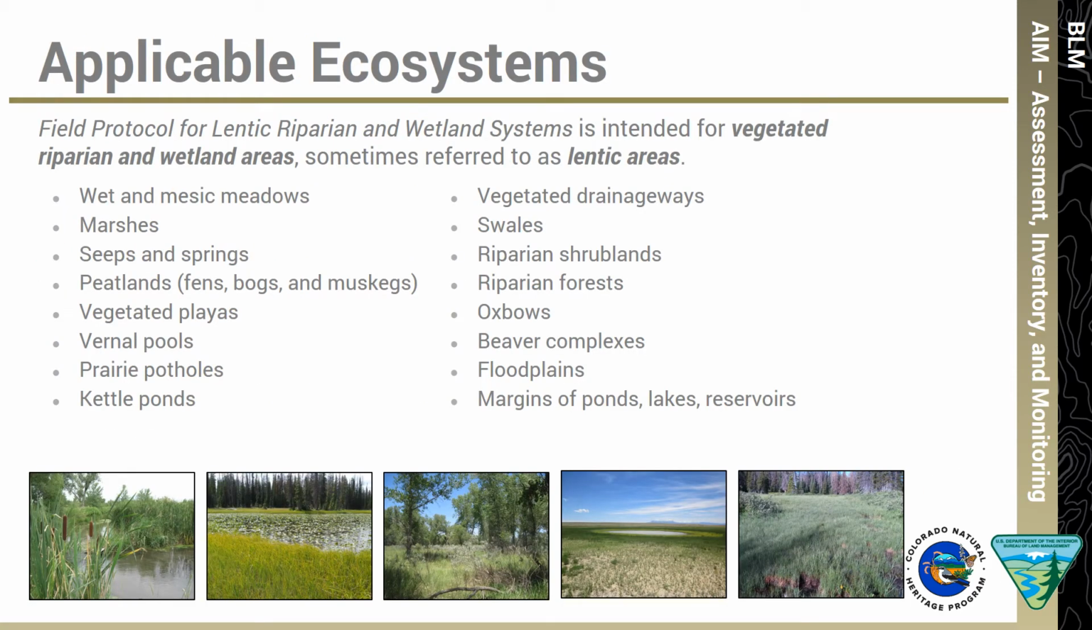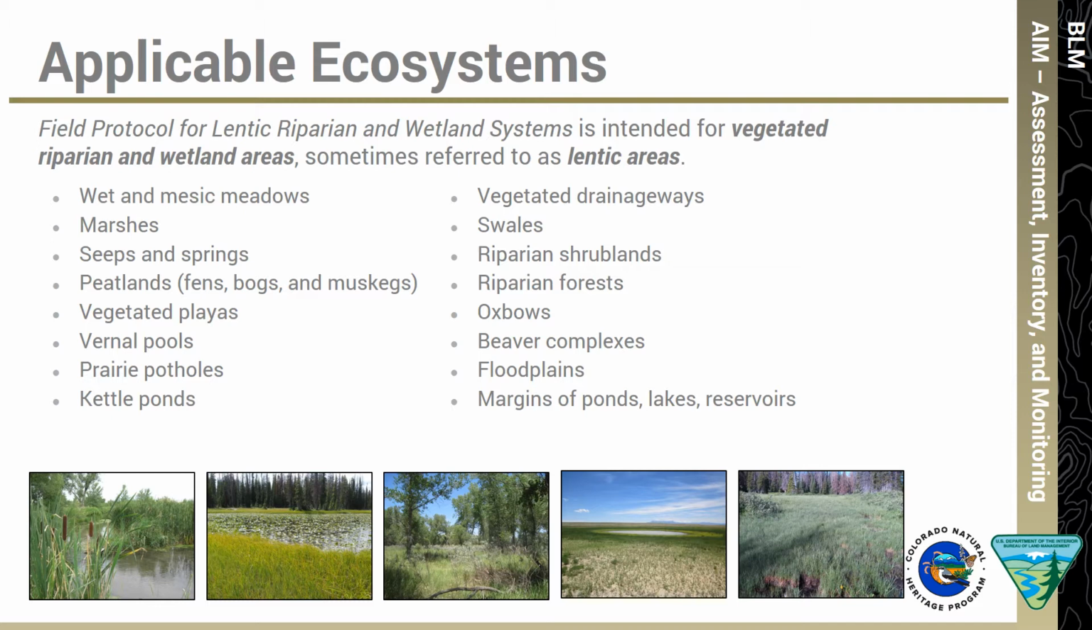The Field Protocol for Lentic, Riparian, and Wetland Systems is intended for vegetated riparian and wetland areas, which are sometimes referred to as lentic areas. These areas include wet and mesic meadows, marshes, seeps and springs, peatlands, which are bogs, fens, and muskegs, vegetated playas, vernal pools, prairie potholes, kettle ponds, vegetated drainage ways, swales, riparian shrublands and forests, oxbows, beaver complexes, floodplains, and the margins of ponds, lakes, and reservoirs.